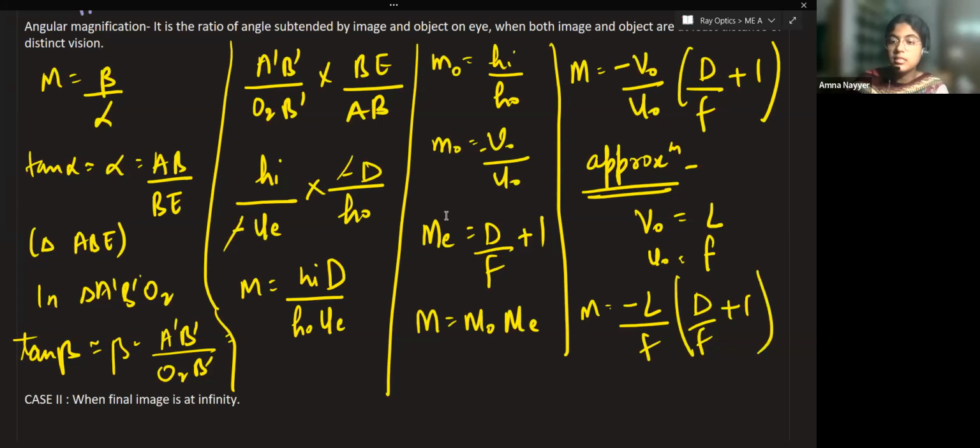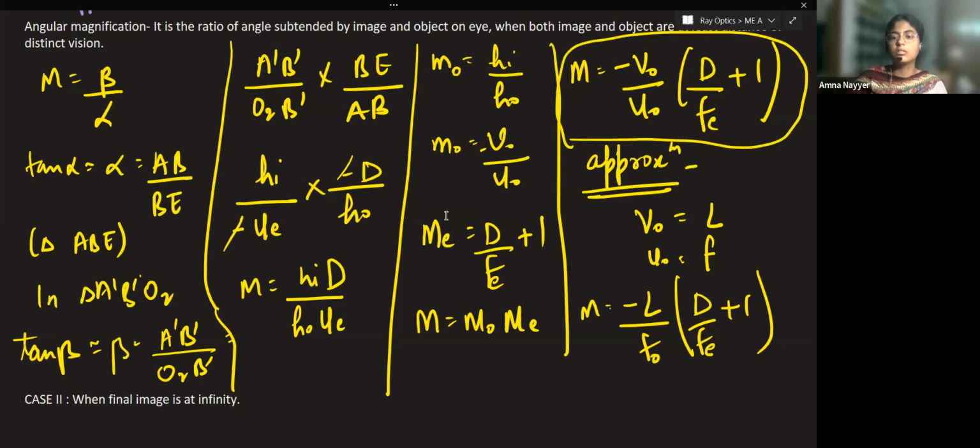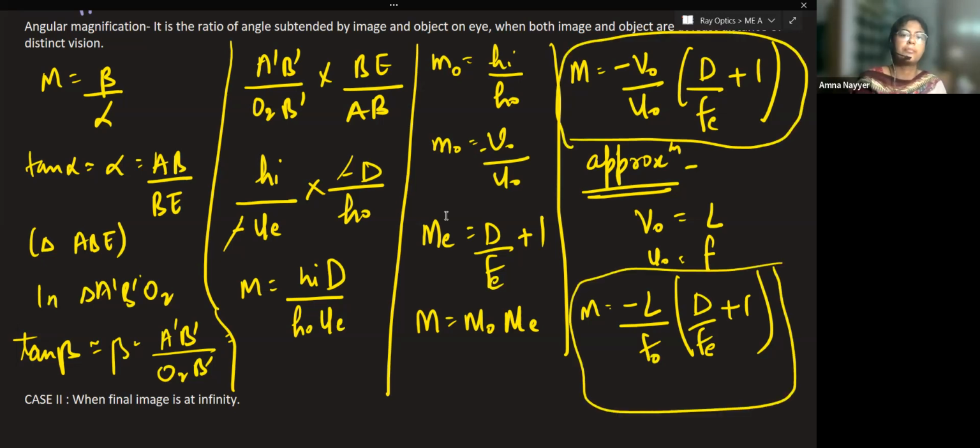Now the difference: this is FE. Here also it was FE only, fine, because you're referring to the eyepiece here. This becomes F. This is the difference that arises. So the main formula is this. Modification of that formula can also occur in this. Note it down.